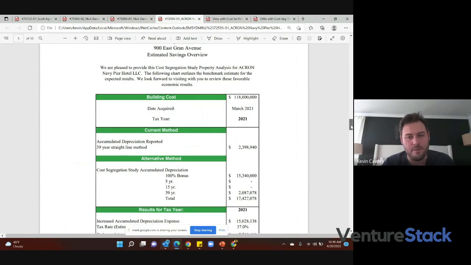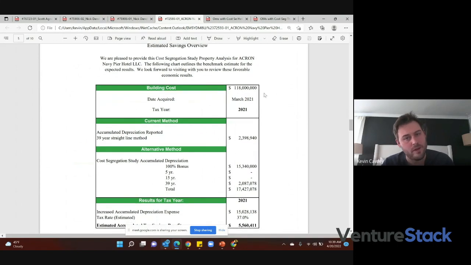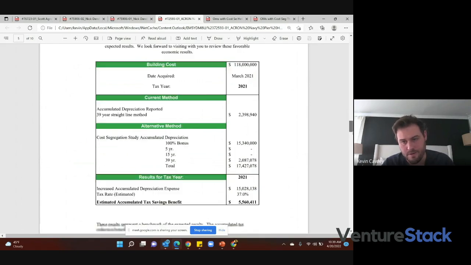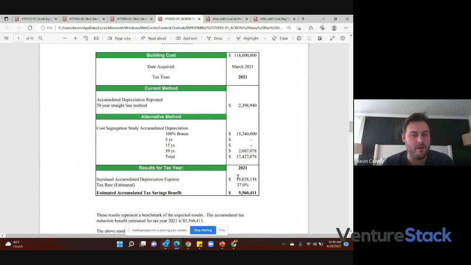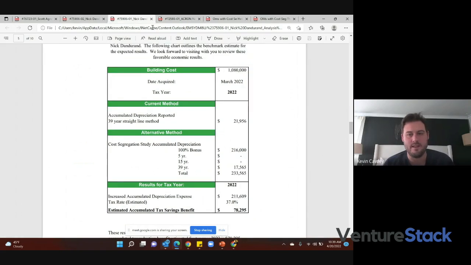Downtown Chicago, Navy Pier. They built it for $118 million. We got the owners a $15 million write-off, which netted ownership $5.56 million in income tax reduction. So that $5 million was split through the 4 partners. Suffice to say, no one's paying income tax in that group. Beautiful. Yeah. I love it.